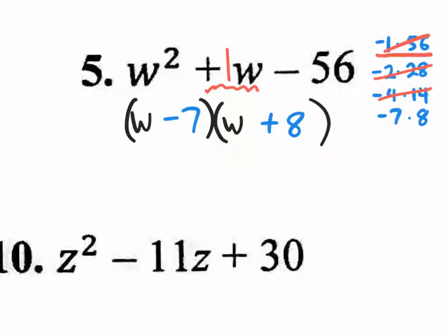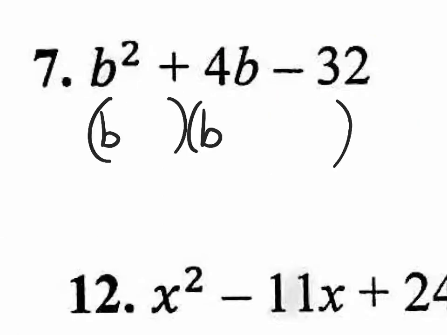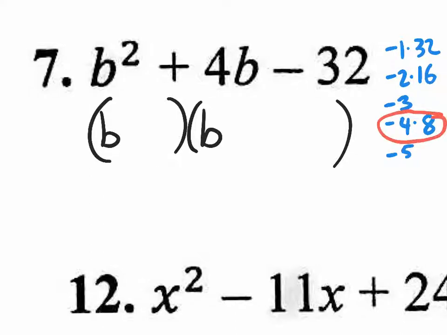Let's move on to number 7. Let's set it up. What times what is negative 32 that if you add together is 4? If you want, make a list. Negative 1 times 32. Negative 2 times 16. Negative 3 doesn't work. Negative 4 times 8. Negative 5 doesn't work. Negative 6. That's about it, right? Those are all the possible options. Which pair of numbers combines together to give you a positive 4? That would be this pair of numbers. Negative 4 plus 8 is positive 4. So you simply just plug it into your answer format. And you're done. That's your answer for 7.